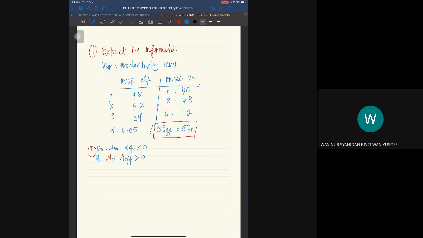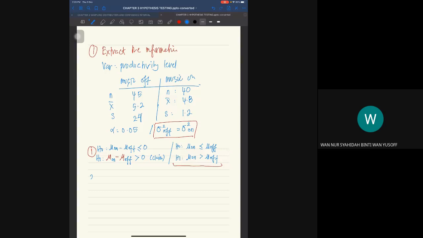Where is your claim? H1. When we have mu not equal to 0, you can write your hypothesis in this form. Mu on minus mu off is also correct. When we have mu not equal to 0, then we can write our hypothesis in this form. So it is also correct, it's up to you.